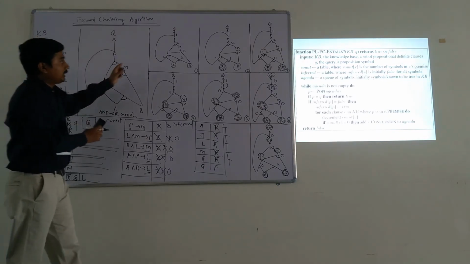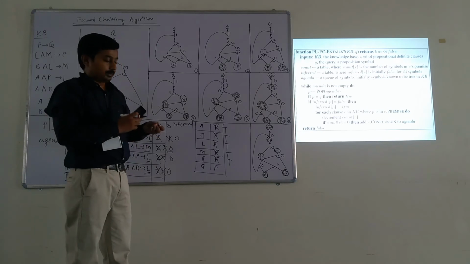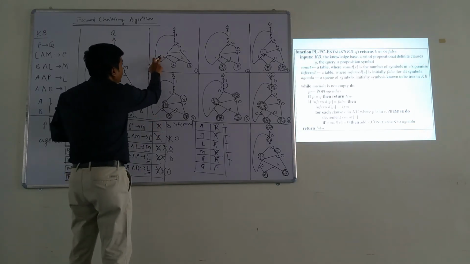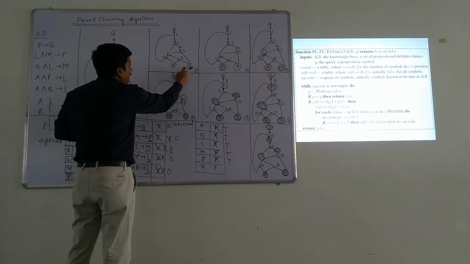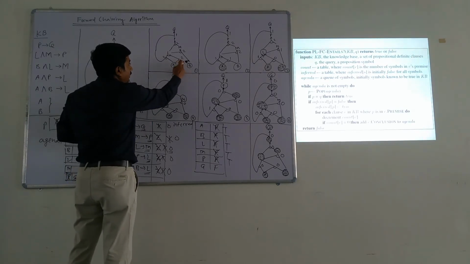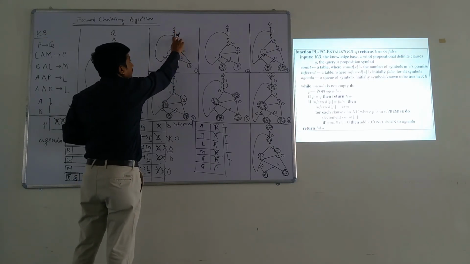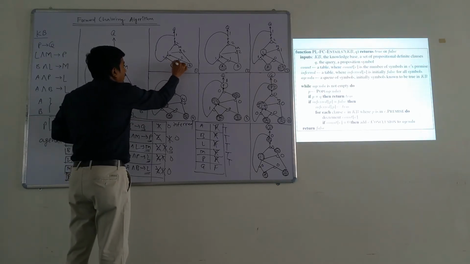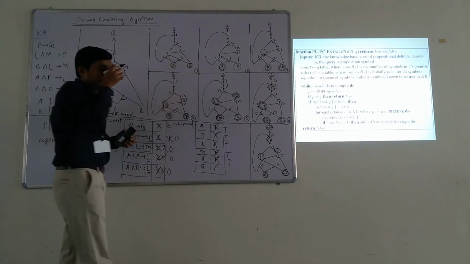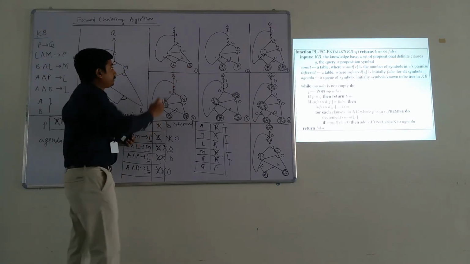Now these are the stages in the forward chaining algorithm. These numbers represent the count table. For this implication, there are two symbols in the premises, A and B. For this P implies Q, we have only one symbol in the premises. This circle represents the status of the agenda queue. Now A and B are in the agenda queue.